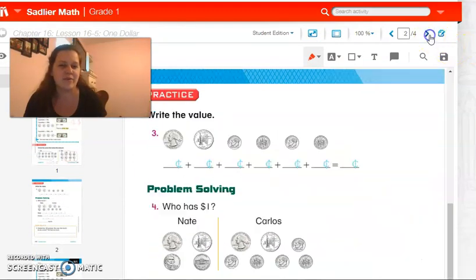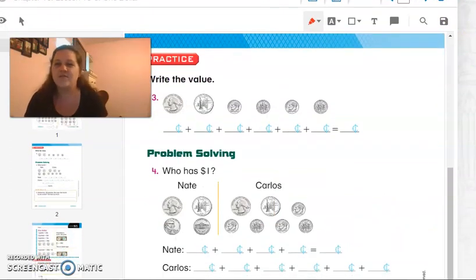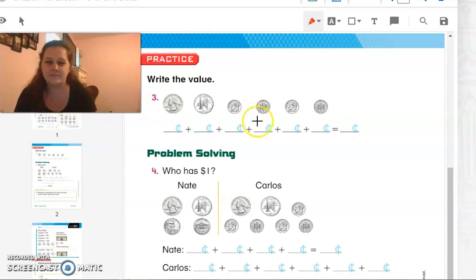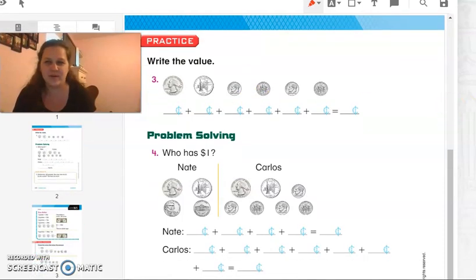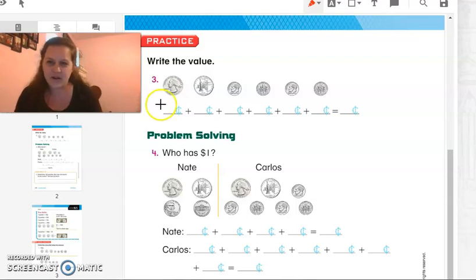All right, I'm going to flip over to page 612. So you guys will have to go ahead and flip over to the back. And we are going to keep going with number 3. For this one, it wants us to write the values underneath, and then at the end, we will add them all together. So this coin right here, remember, it's the biggest one. It has George Washington's face on it. This one is a quarter, and it is worth 25 cents.